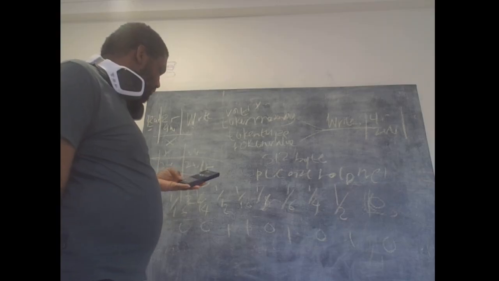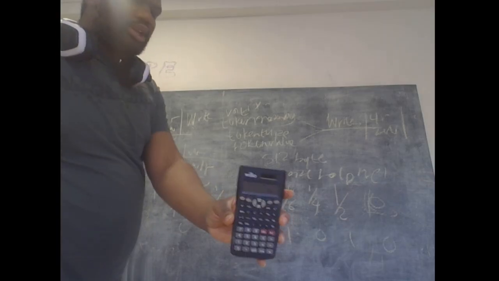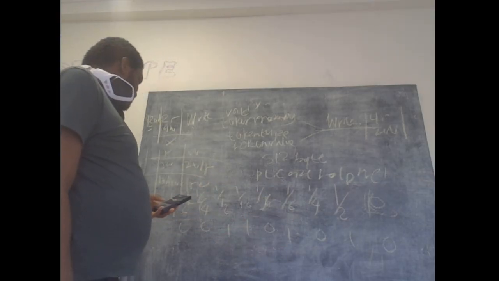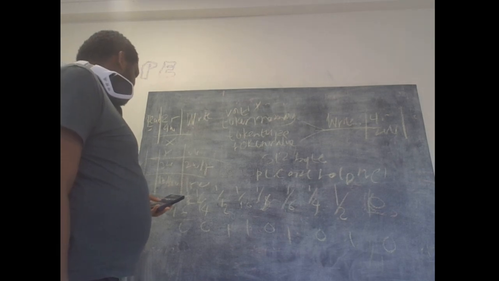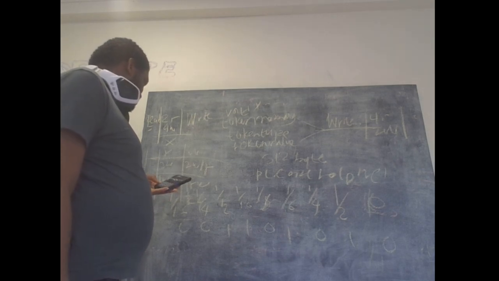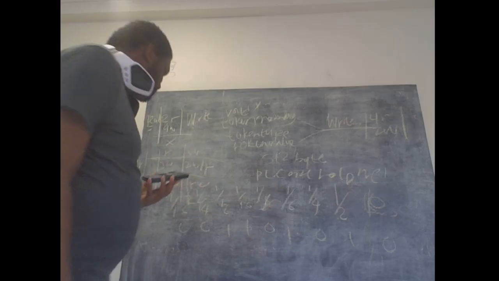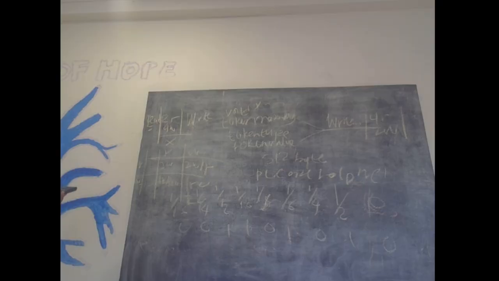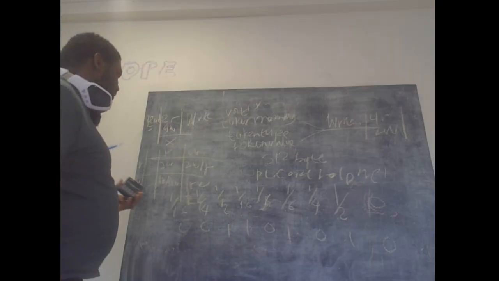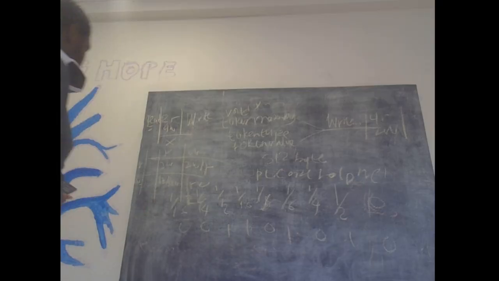1 divided by 10 is 0.8, plus 1 divided by 12 is 0.9. So this number is 0.9.